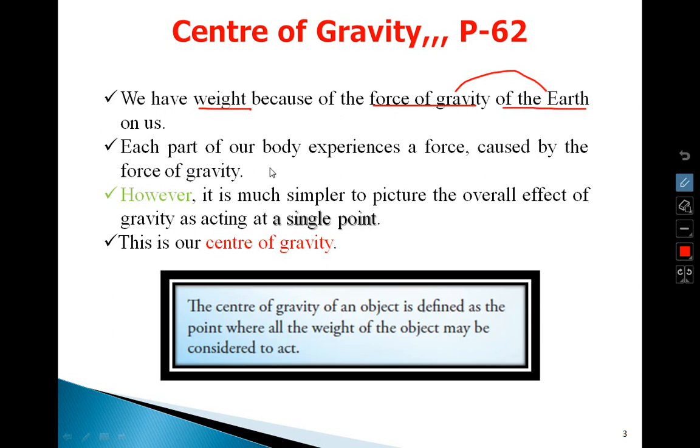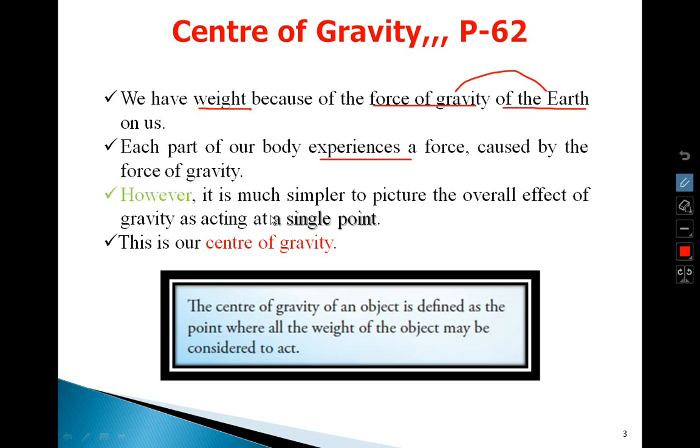Each part of our body experiences a force. This force is caused by gravity. So in each point or each part of your body, there is a force, caused definitely by gravity. If there is no gravity, there is no weight, like when someone is out of the earth, in space. There, when the gravity is equal to 0, definitely the weight is equal to 0.